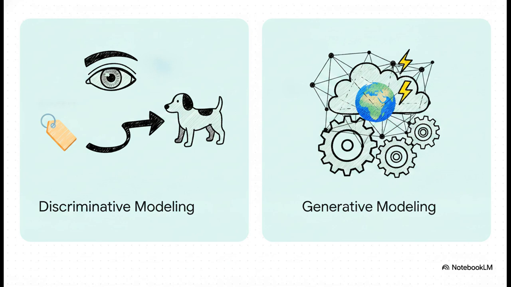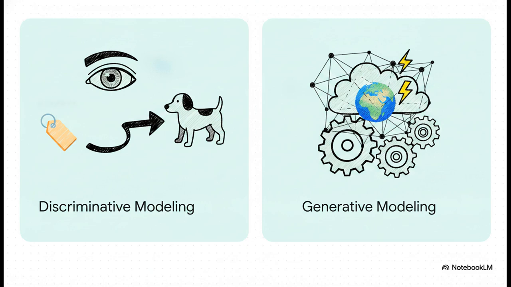So before we look at how a machine learns, we really need to nail down what it's actually trying to learn. Usually we think of discriminative modeling, right? You hand an algorithm a picture and it confidently says, yep, that's a dog. It's just learning a direct map from an observation to a label. Generative modeling, though, that is a much more ambitious game. It's trying to learn a joint distribution to literally simulate how data is generated out there in the real world.